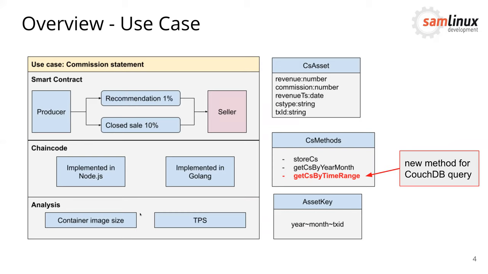And we have seen how large this container image would be if you try to use this chaincode in the test network. And also we have seen how many transactions per second we can reach with a simple single virtual machine on DigitalOcean. And in the last week, I have implemented the same chaincode also in Golang, but we will come to this a little bit later when we compare these two things.